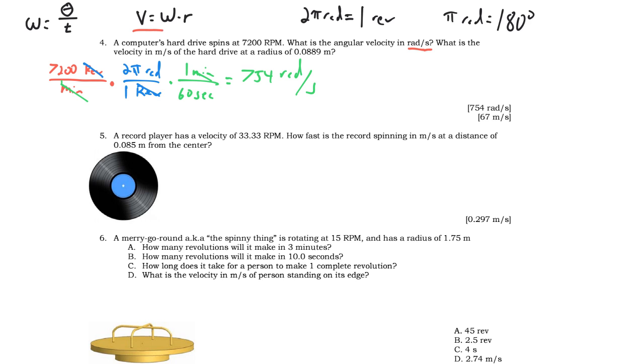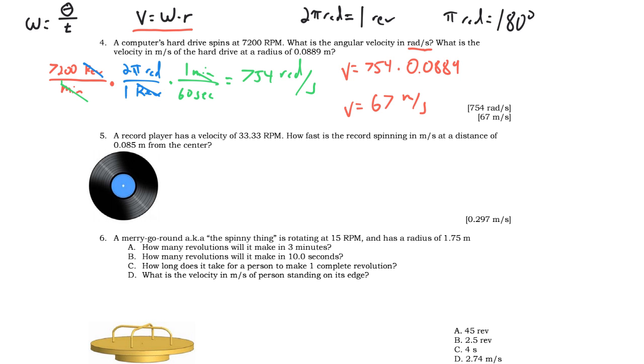Now, what is the velocity in meters per second of the hard drive? So here we need the velocity formula at a radius of 0.0889. So velocity equals our angular velocity. It has to be in rads per second. So 754 times our radius, just straight from the problem. And that's how we get a velocity of 67 meters per second.